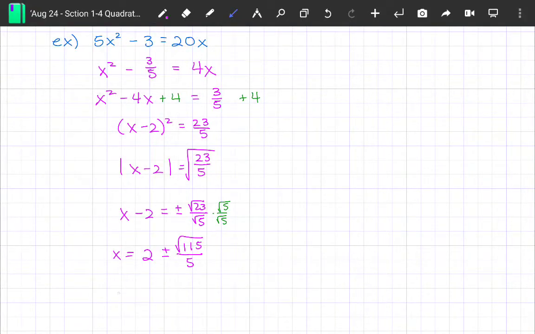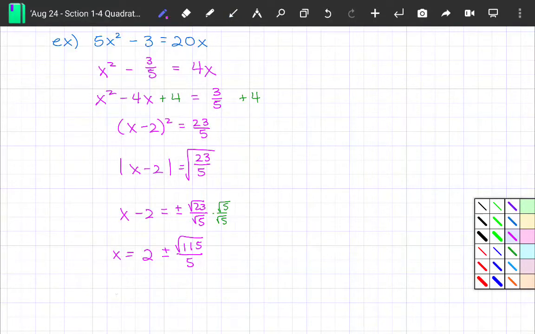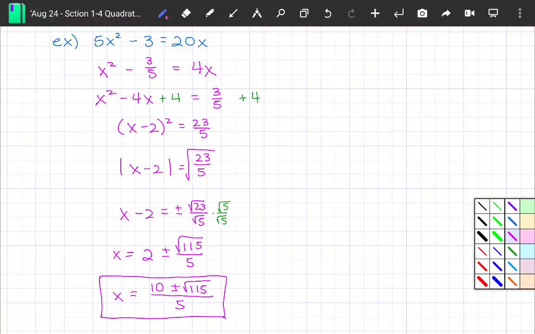It's nice to put this into a common fraction. So think of the 2 as 10 over 5. So we have 10 plus or minus the square root of 115 over 5. And in this case, we can't combine them anymore, so we're done. So there's completing the square in a nutshell.